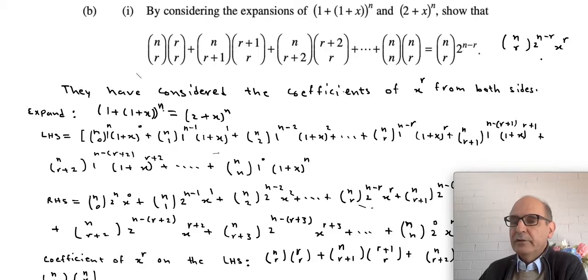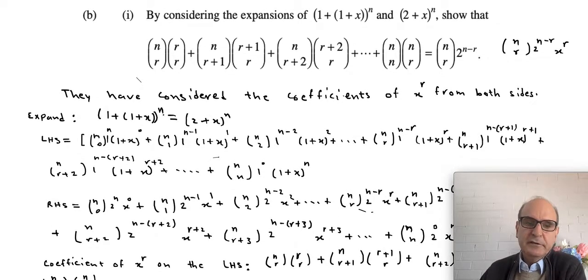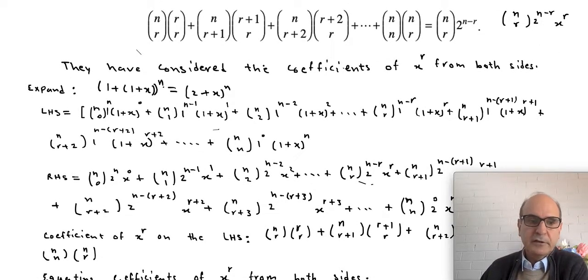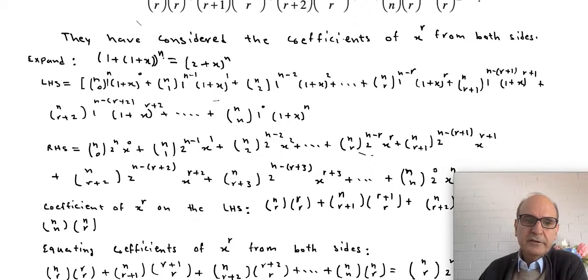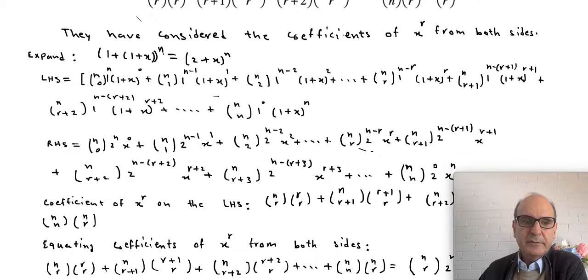So what they have done, they have equated the coefficients of x^r when you expand this form and when you expand this form. So we do that and we put the coefficients and we see if we get what they are asking. Alright, so what we know first is (1 + (1 + x))^n is (2 + x)^n. So this is the left hand side, I'm going to expand this, and this is my right hand side, I'm going to expand that either.